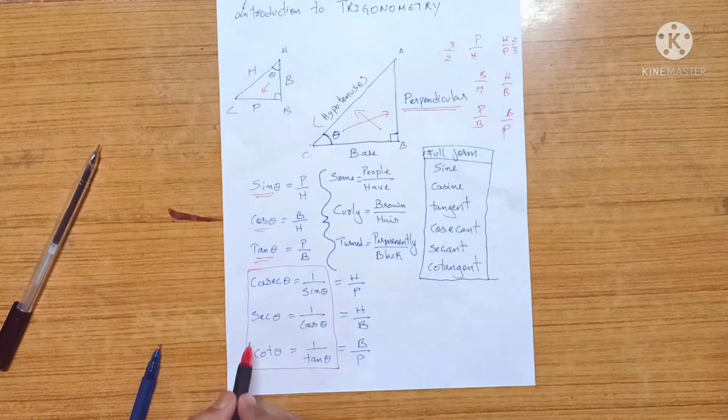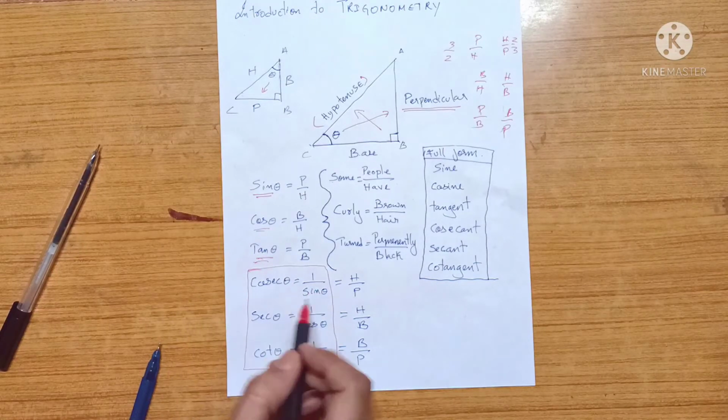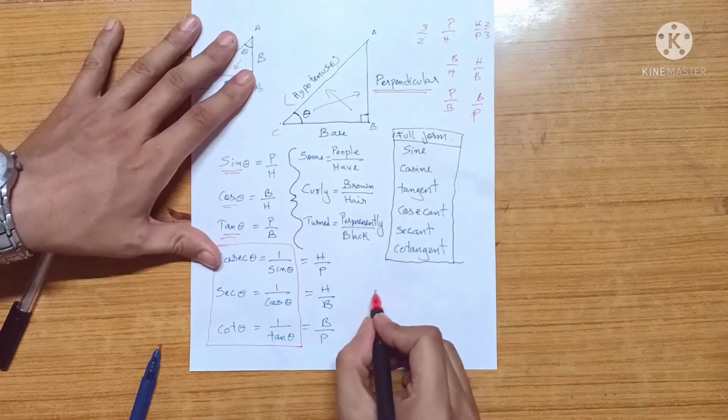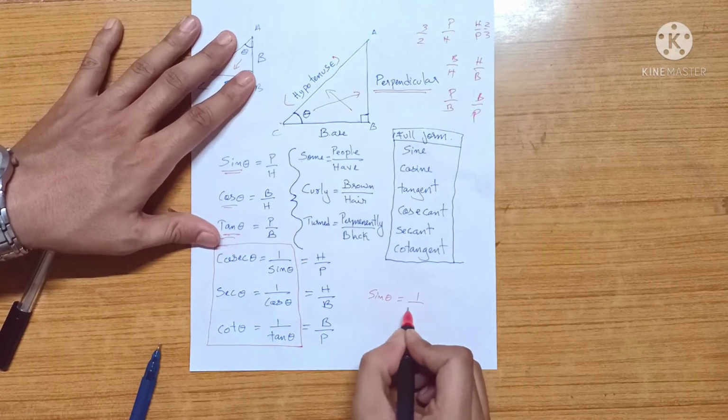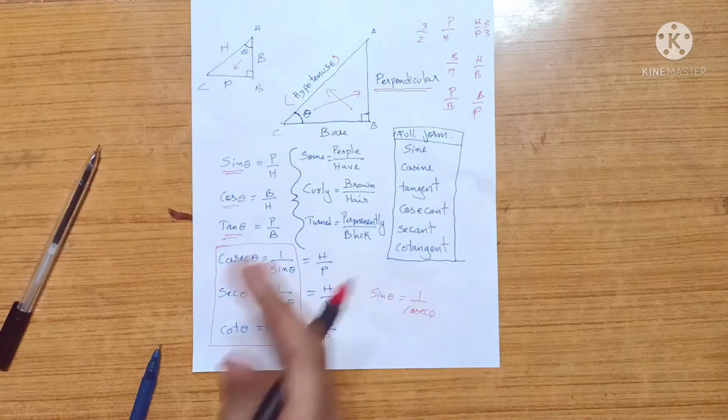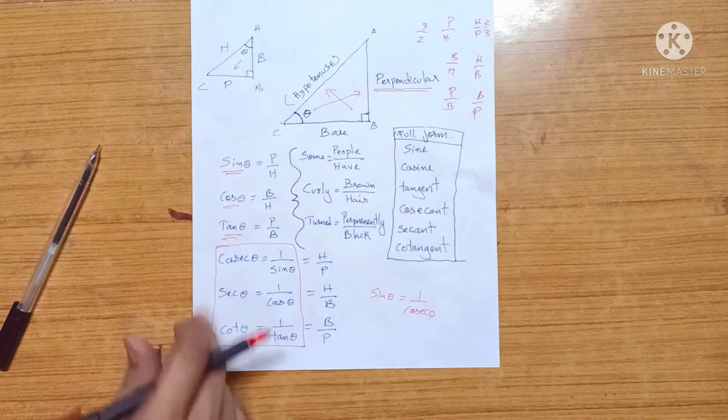So the reciprocal of sine theta is cosec, and it works the other way around. For example, sine theta can also be written as 1 by cosec. It doesn't matter, it's the same thing. Okay, so these are the formulas.